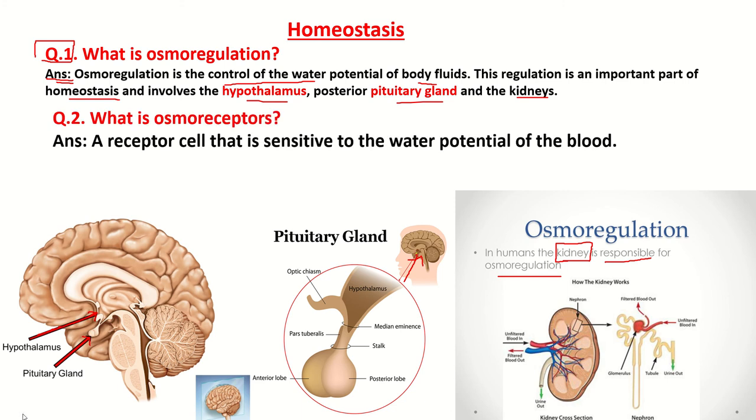Next question. What is an osmoreceptor? A receptor cell that is sensitive to the water potential of the blood. So the water potential of the blood is constantly monitored by specialized sensory neurons in the hypothalamus, known as osmoreceptors. When these cells detect a decrease in the water potential of the blood, nerve impulses are sent along the neurons to where they terminate in the posterior pituitary gland.